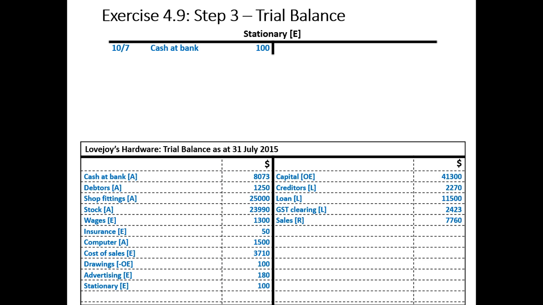So in this case, if we add up all those numbers, we get 65253. But then we better go and add up all of our credits. We're hoping that we've entered all our debits with matching credits, and if we add up those numbers, we get 65253.